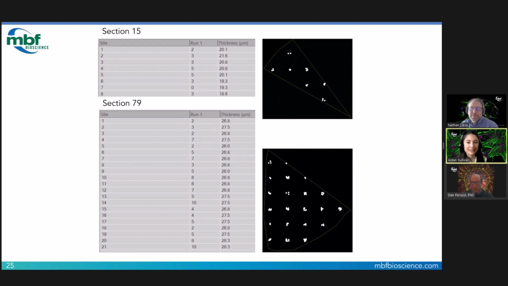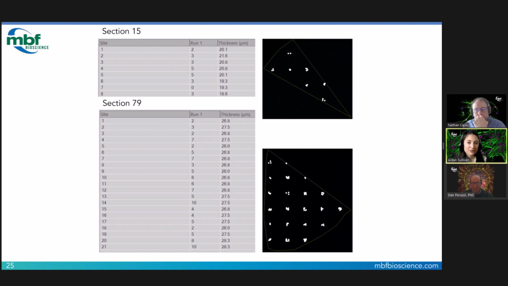Just to walk you through what I have on the screen, you can see in the first column how many sites were sampled throughout the contoured region in each of my sections. Following that, we have the runs column that shows the number of cells that were marked within each sampling site. You can also see those markers represented in the image on the right here. And the last column shows the empirically measured tissue thickness for each sampling site.